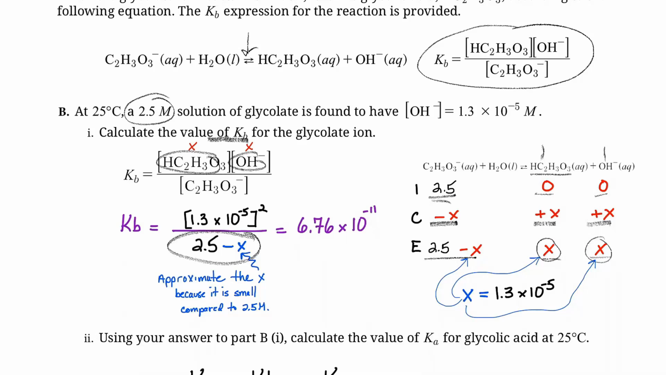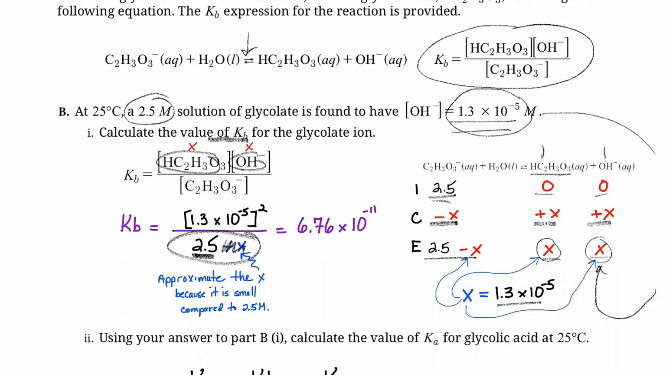Now, what they gave us is X. They gave us the molar solubility of the hydroxide. They gave us this, which I have right here. And that's our X. So it's going to be X squared over the 2.5 minus X. Now, because the KB is so tiny, the X is so tiny. Think about it. It's 0.00013. When you subtract it from 2.5, it's not going to change it significantly enough, so we can get rid of that and then solve for that.